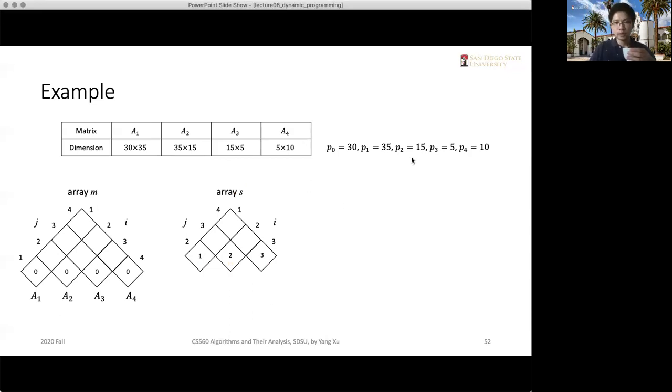Okay, so according to the algorithm, we need to solve the subproblems of size 2 first. And there are actually 3 such size 2 subproblems. The first is to multiply A1 and A2, the second is A2 times A3, and the third is A3 times A4.